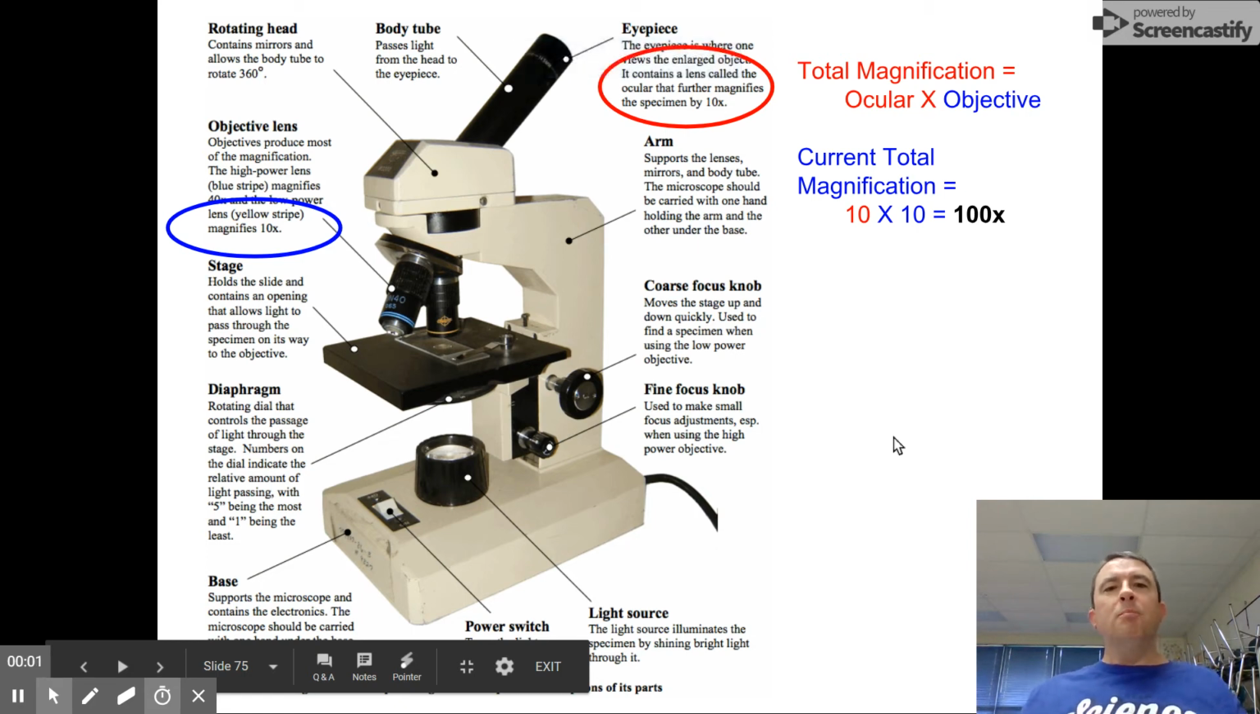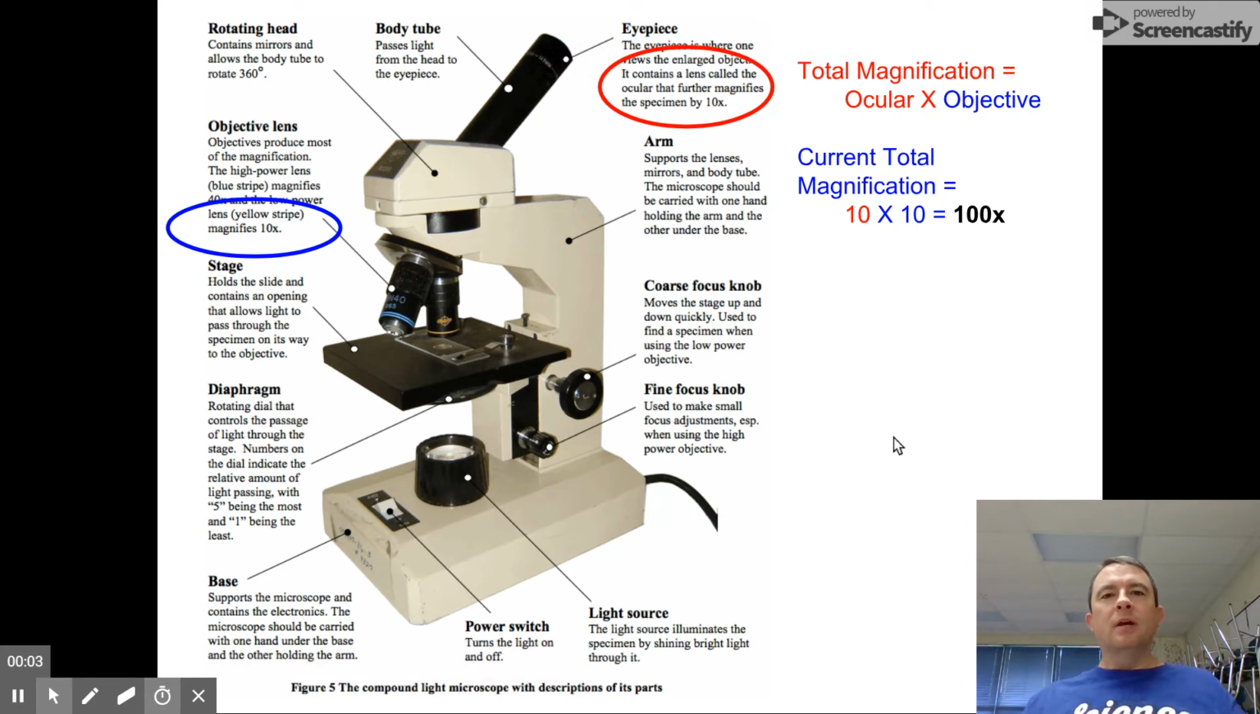Okay, so it's important whenever you're using a compound light microscope to always know what your total magnification is. In other words, the image that I see when I look through the microscope, how many times larger does the object appear than it really is in reality? And calculating that is very simple.